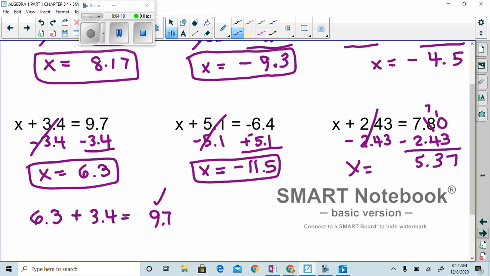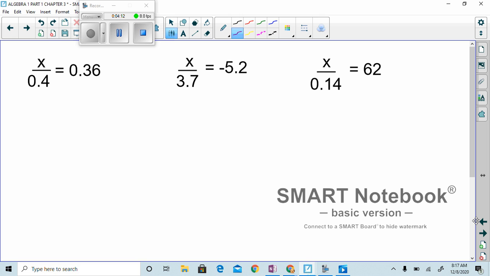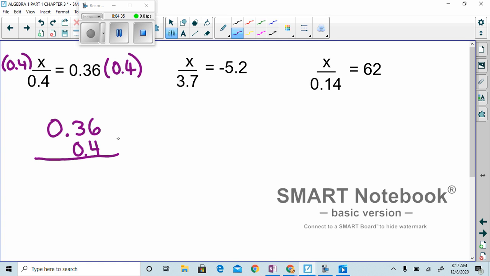Moving on to our multiplication and division equations. These three are divisions. X divided by 4/10. What will we do? The inverse will multiply both sides by 4/10. In multiplication, we do not need to line up our decimals, but we do have to count them up at the very end. So when I look at a problem like this, I'm going to treat this like multiplication and deal with the decimals at the end.